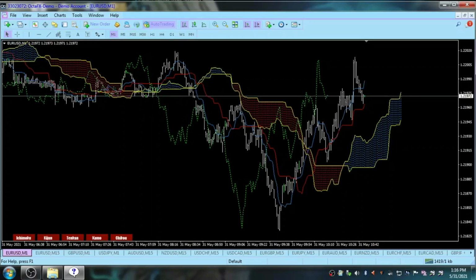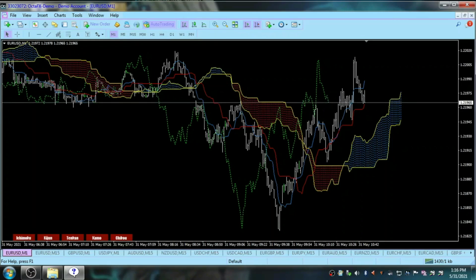The most important function of this indicator is the alert function. We cannot sit before the computer throughout the day to see if the price is crossing the Chikou line, or the Kijun and Tenkan cross, or price crossing the cloud. So let's see some of the alerts.